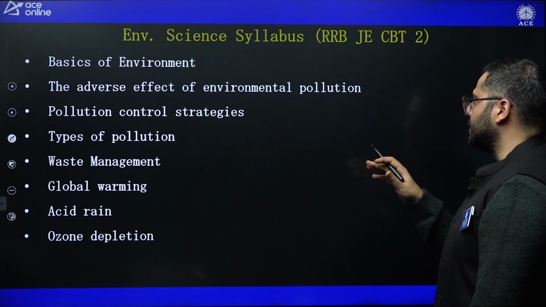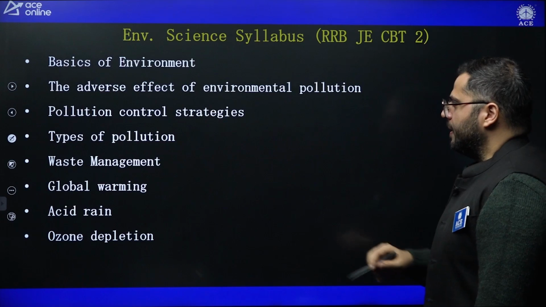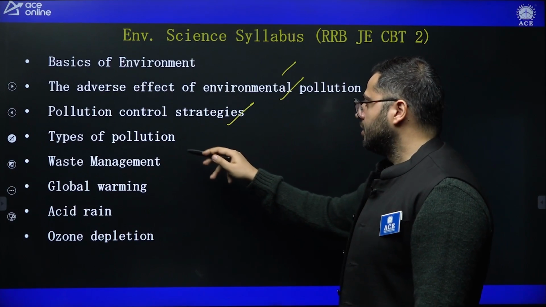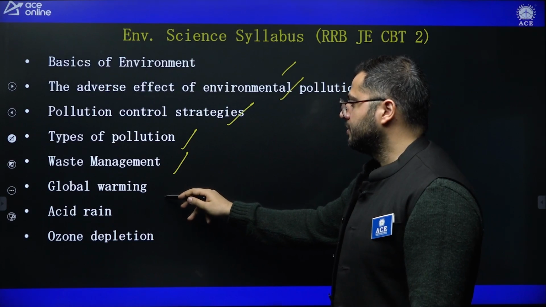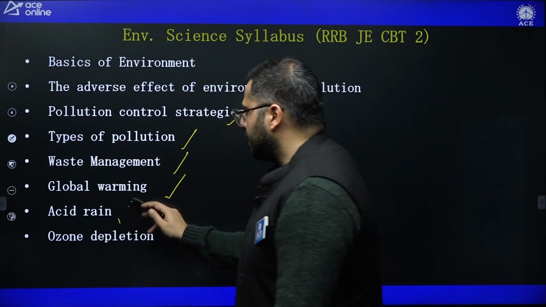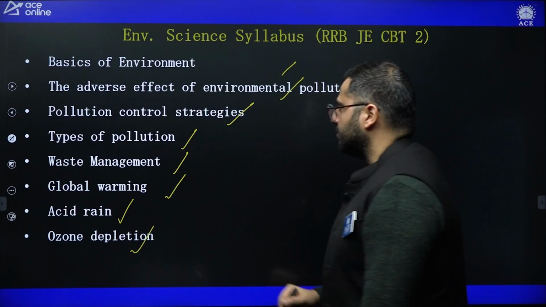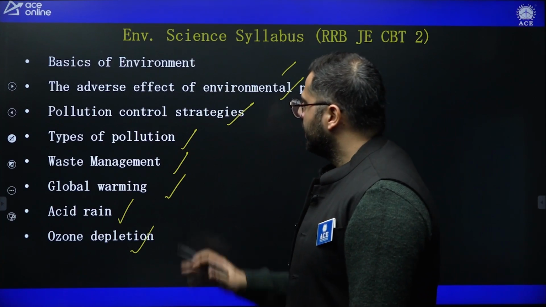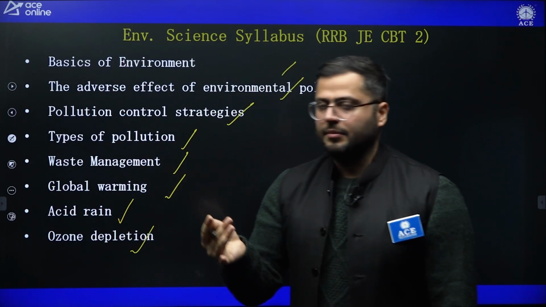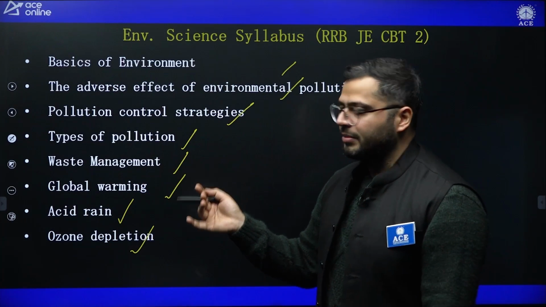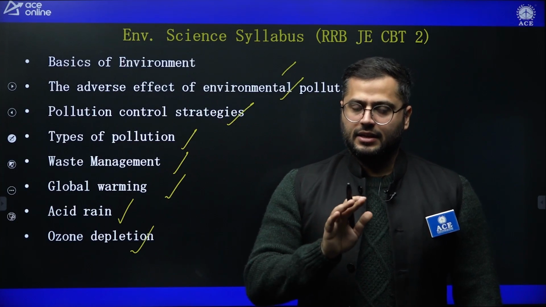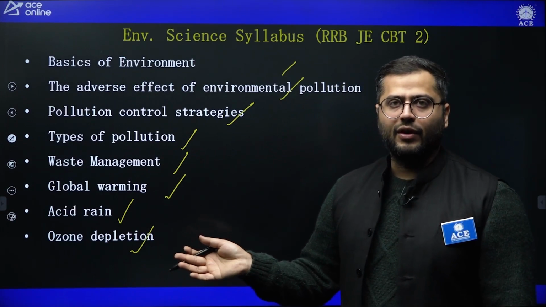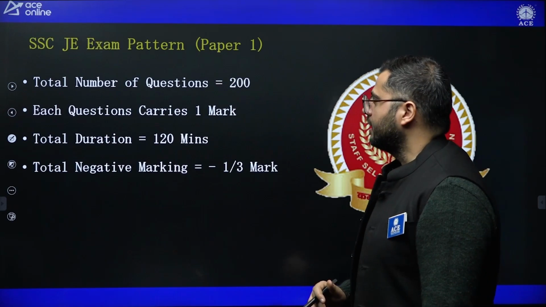After this, the environmental science syllabus. Basics of environment, adverse effects of environmental pollution, pollution control strategies, types of pollution, waste management, global warming, acid rain and ozone depletion. These are the topics to be covered in environmental science. So the environmental science portion, computer application portion and mathematics, these topics are not in SSC JE. They are required to be studied separately for the RRB JE examination, right?